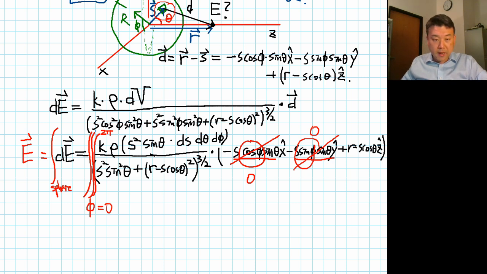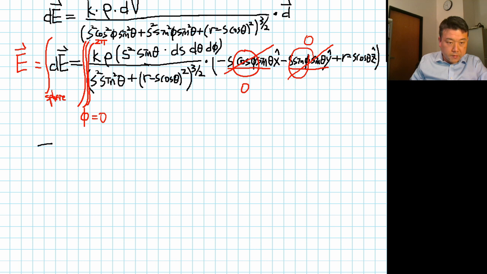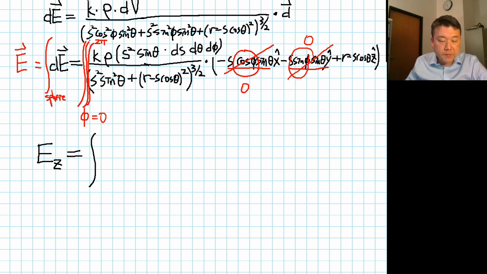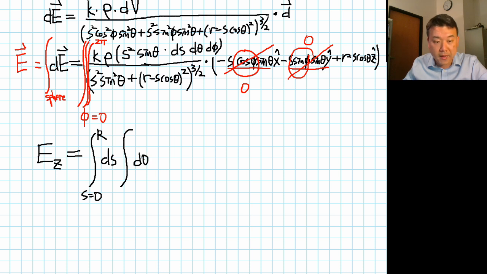So let me write down this simplified expression here. Let me just say the z component of the electric field, since that's the only component that will be remaining. That's going to be equal to an integral. Let's be careful here. I want to do the s integral last, so let me call this ds. s is going to go from 0, the very center of the sphere, to the whole radius of the sphere, r. And then I'm going to do the d theta integral next, I mean, before the s integral.